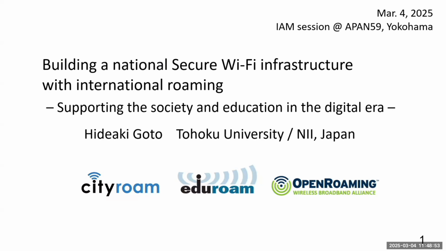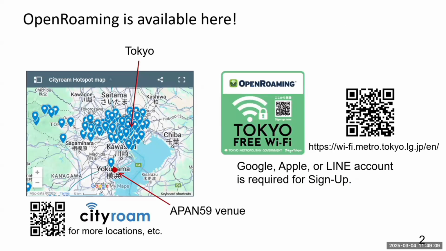Good morning, almost noon, and it's hard to see from here. So today I'm going to talk about building a national secure Wi-Fi infrastructure using Eduroam and OpenRoaming. OpenRoaming is for everyone, not limited to research and education people. OpenRoaming is temporarily available here by using my mobile router, so if you could try that. And the presentation is on the APAN Slack as well.